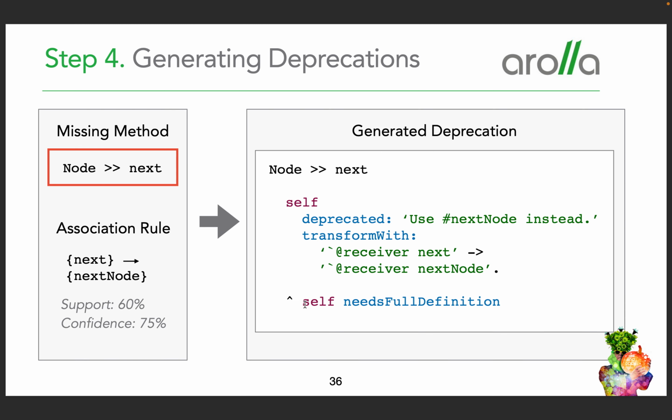When we want these associations, we can get them using a data mining algorithm such as Apriori. We now have the missing method, so we know which method we're looking for. We have the association rule that can tell us about this method, and from that it is straightforward to generate the deprecation. So we can recommend to the library developer, if a method was missing, to reintroduce this method with a deprecation. The deprecation will have a deprecation message and the transformation rule.